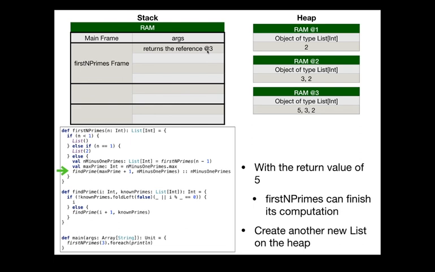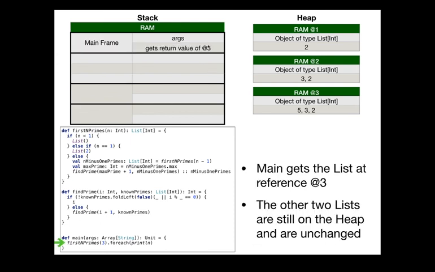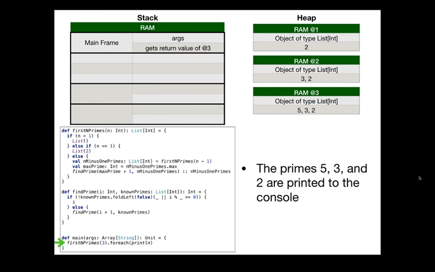Give that list to main. And main's going to be pretty happy because this reference that it finally ended up getting happens to have the first 3 primes. We didn't specify any order. I'm doing this from greatest to least, just the way I set it up. But it gets the first n primes just like it expected. We're going to print 5, 3, and 2 to the console.